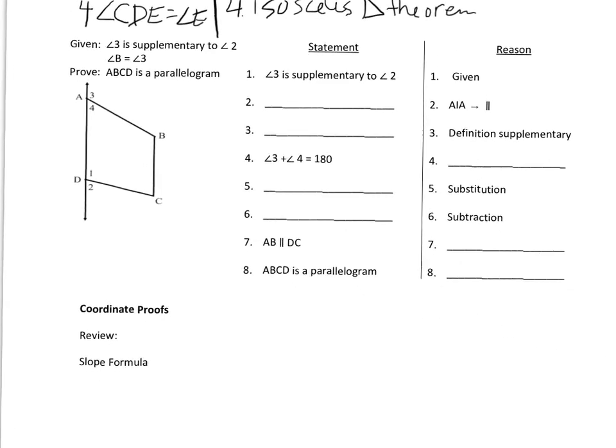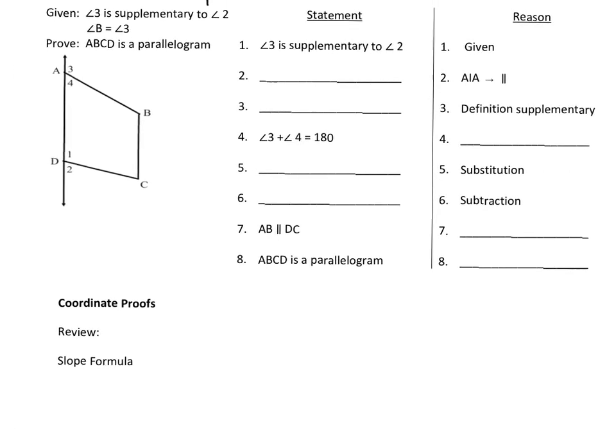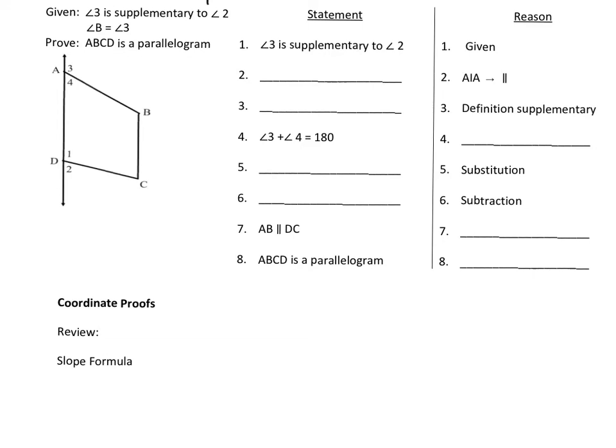This one is more of a fill in the blank type of example, but we still need to think about it in the same way. So, what am I given? Angle 3 is supplementary to angle 2. So that's to say that this angle plus this angle is going to equal 180 degrees.